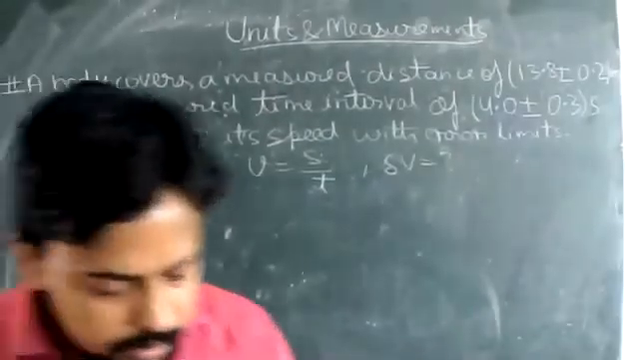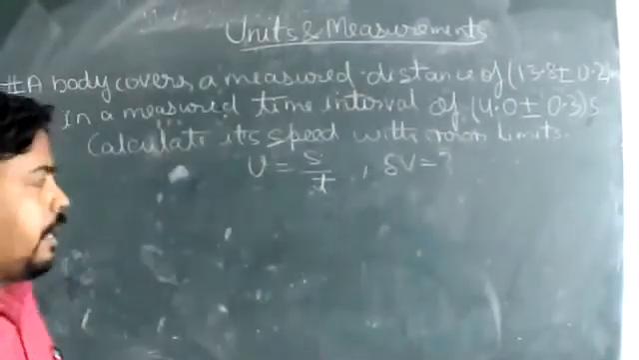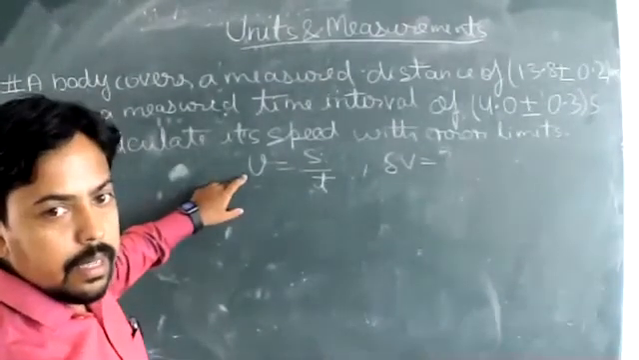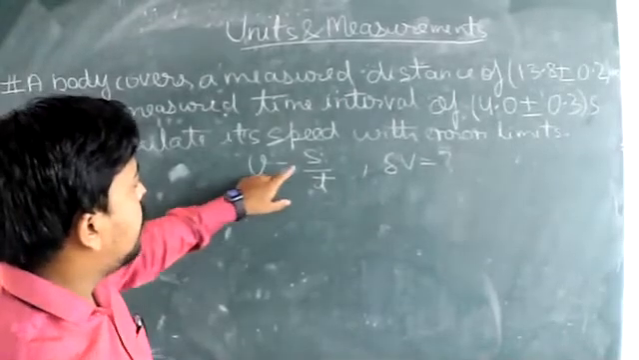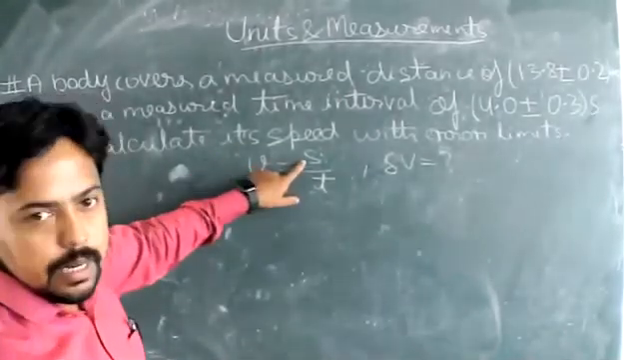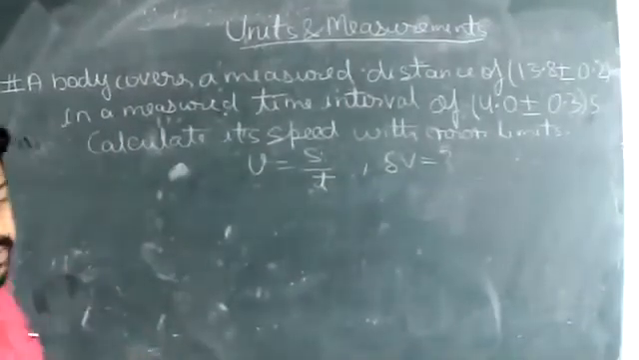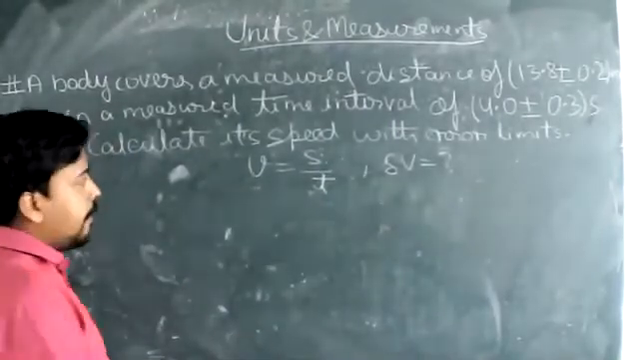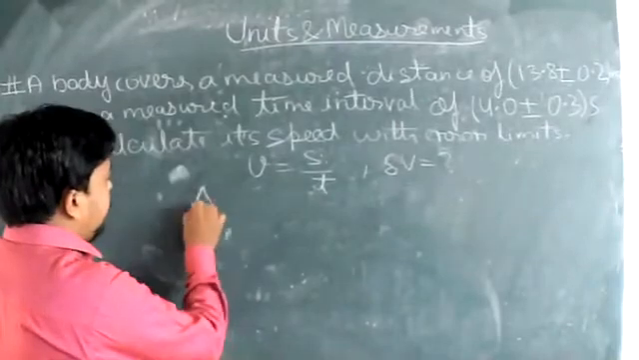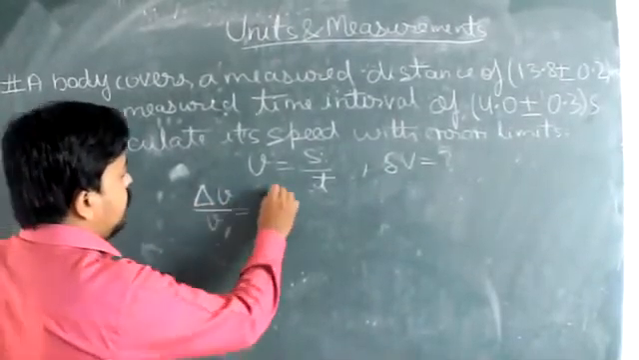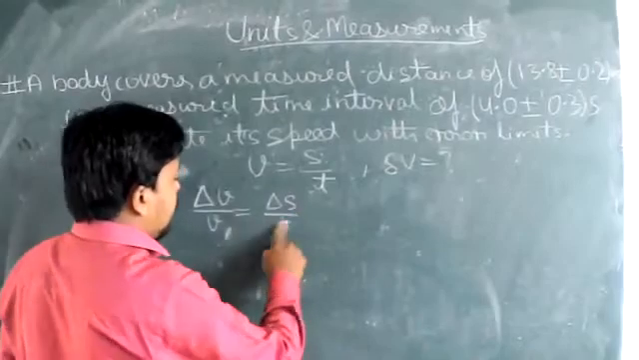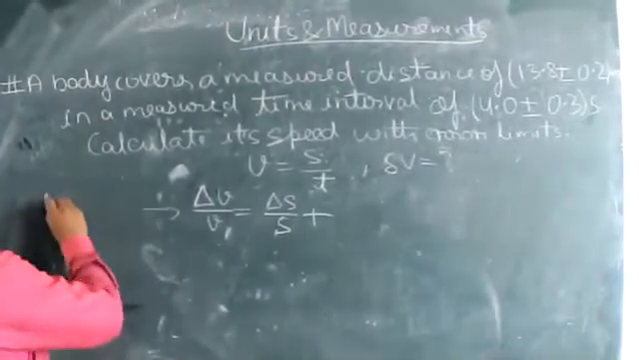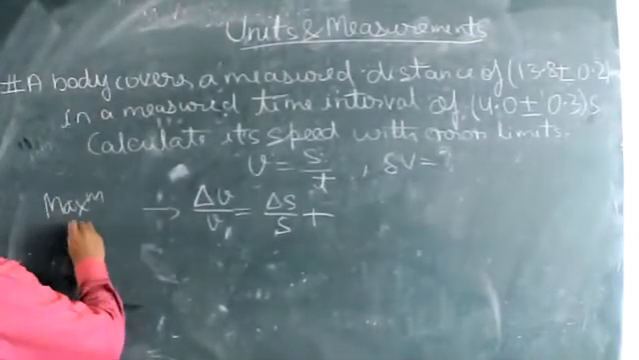Before starting our error analysis, it is very important that we know the formula which relates the velocity with distance and time. This S denotes the distance and this denotes the time. So in such a case we can do like this: delta V upon V is equal to delta S upon S plus delta t upon t, because we are talking about the maximum fractional error.